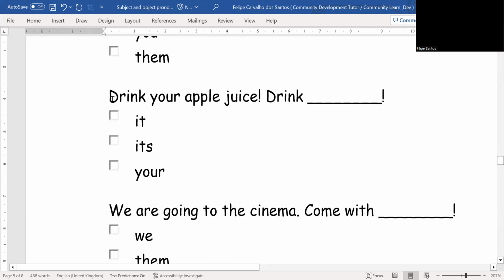Let's have a look at the next one. Drink your apple juice. Drink. Okay, we're referring to the apple juice. So how do we refer to the apple juice? It's it, isn't it? Yeah, it's an apple juice. It's a drink. Okay, so it's it. Drink it.